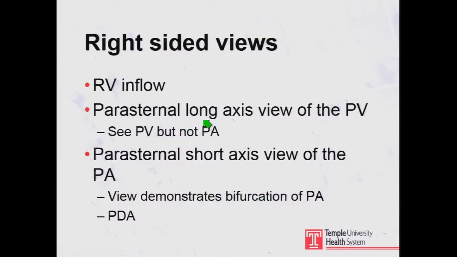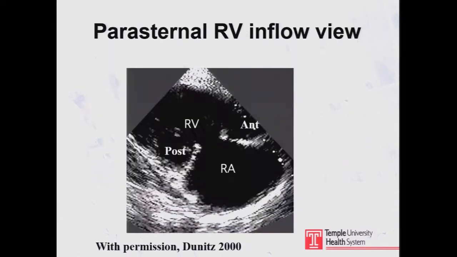Now let's talk about the right-sided views. We're going to talk about the RV inflow. Remember that the view is named for the position of the transducer and not what you see on the view. And I'll show you an example of why that's a little confusing. This is the parasternal RV inflow view. It's obtained by pointing medially and inferiorly from the parasternal long axis.